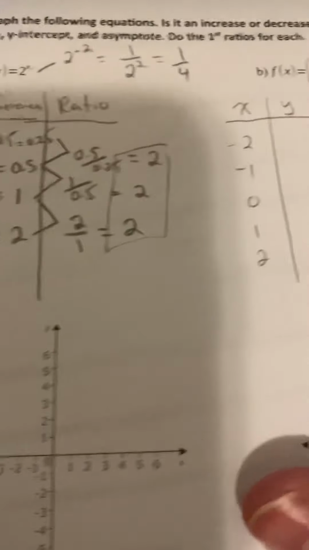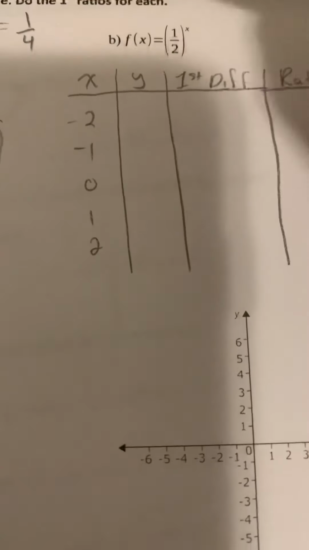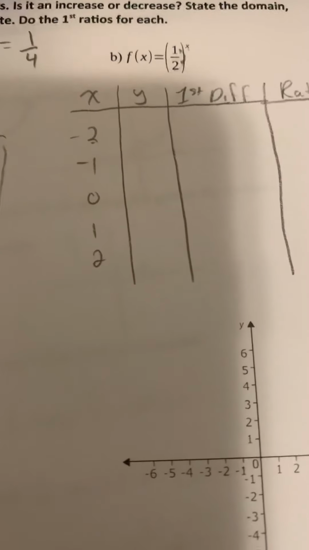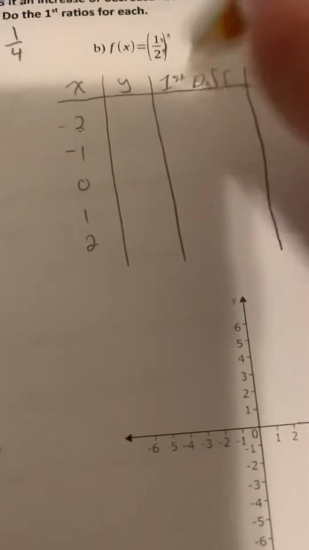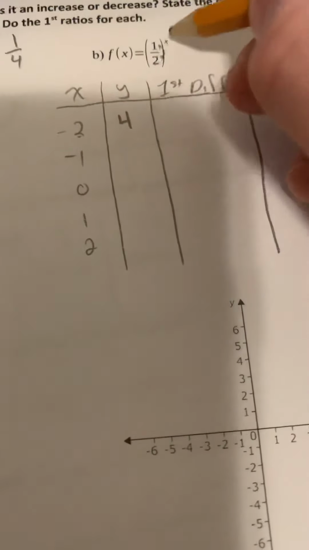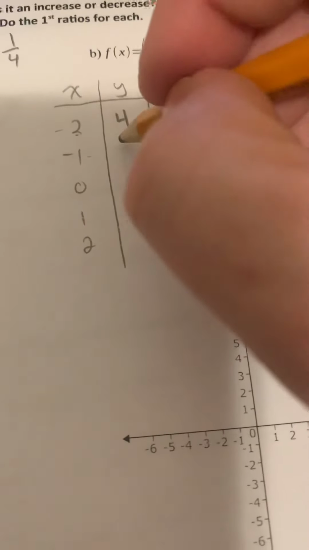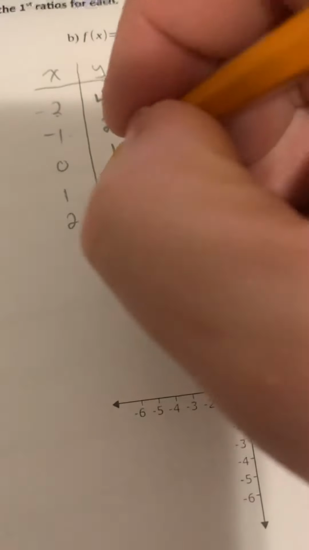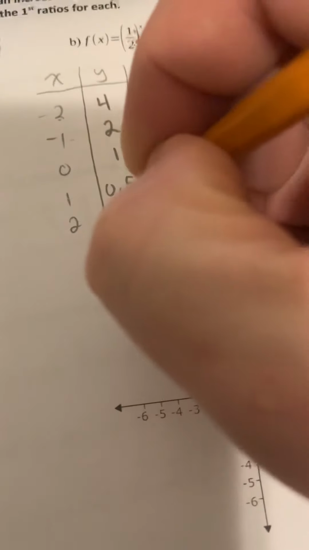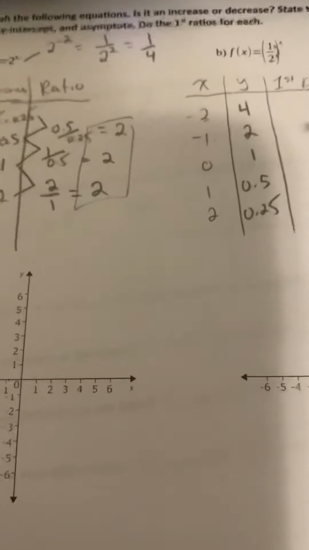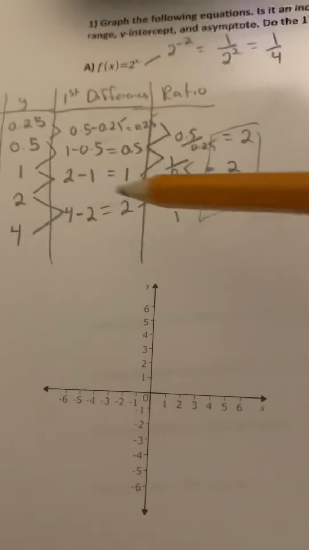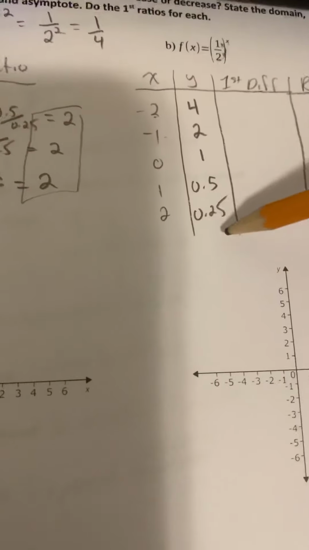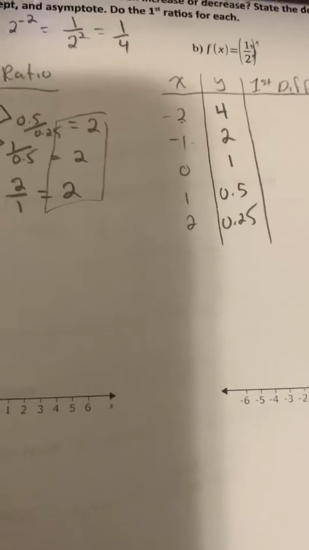Okay, and we'll do the same for the next one. Okay, plug in -2 here, this flips. So we get 2 to the power of 2, which is 4. We plug a -1 in here, we get 2. When you plug in 0, we get 1. Then 0.5 and 0.25. So you'll notice it's the opposite of the one we just did. Okay, so this goes from 4 to 0.25.